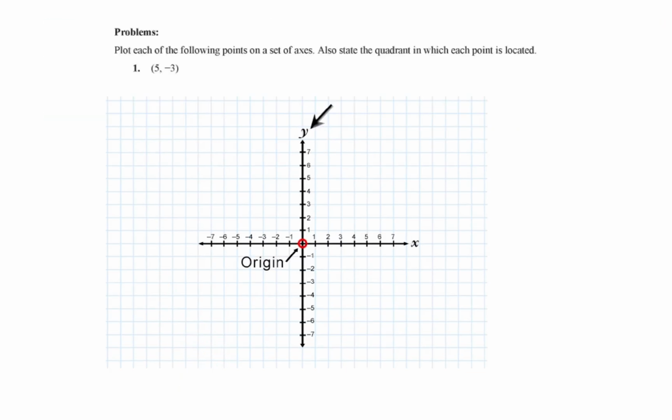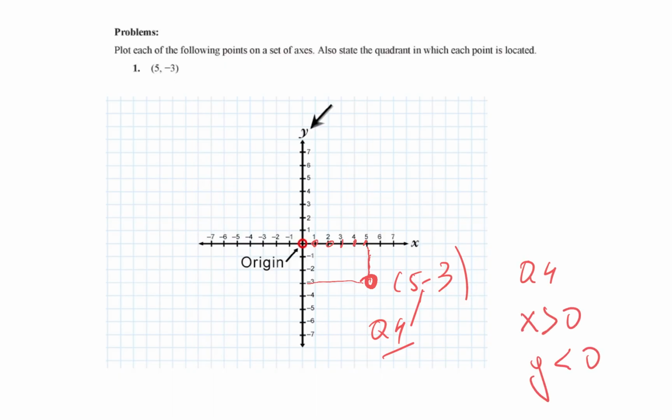Okay. Now, for example, the point 5, minus 3. What is the point 5, minus 3? 5, minus 3 is this point. 1, 2, 3, 4, 5 for the x, minus 3 for the y. So it's this point, 5, minus 3. In what quadrant is it? Quadrant 4. So quadrant 4 is the quadrant when x is positive and y is negative. So this is the characteristic of quadrant 4.